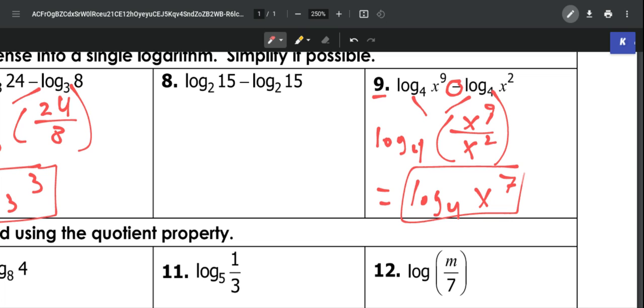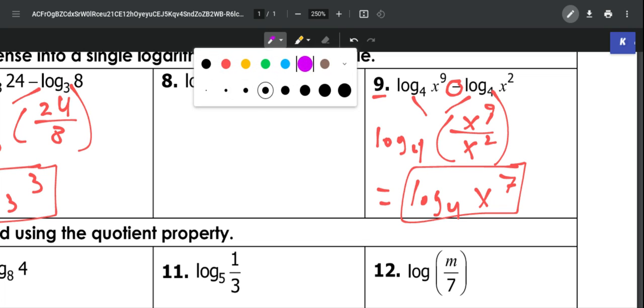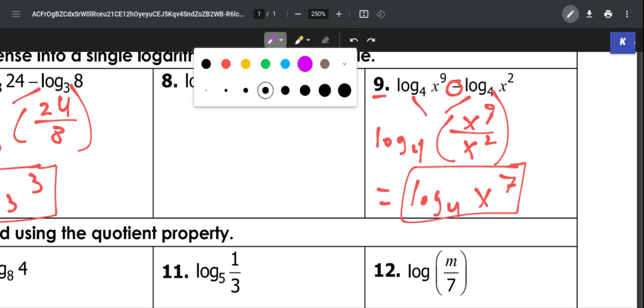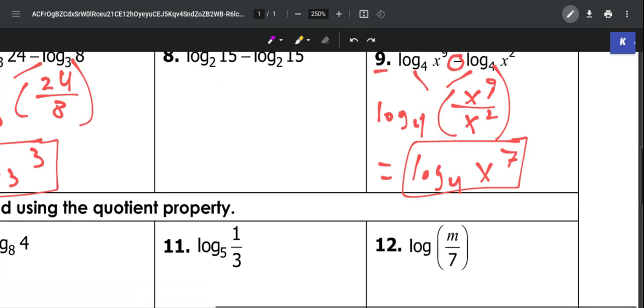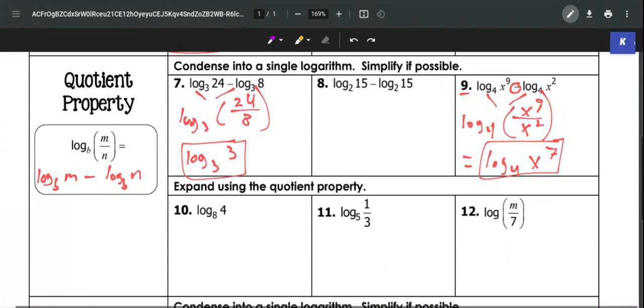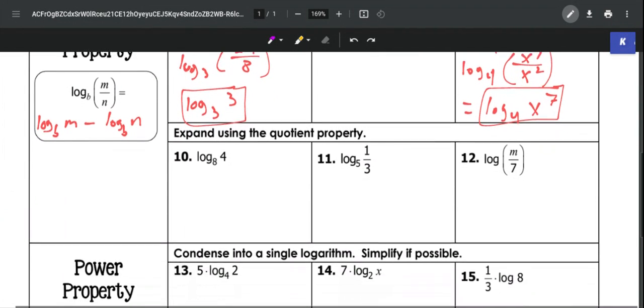Now the reason that it's x to the 7th is because this is the quotient rule for rules of exponents. X to the 9th divided by x squared, we take those two exponents and subtract them, and we will get x to the 7th. So that is condensing with our quotient rule. Now let's look at expanding it.